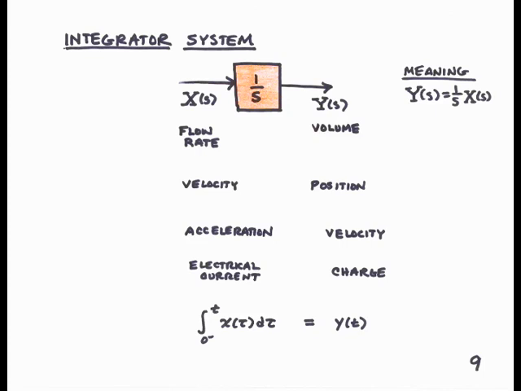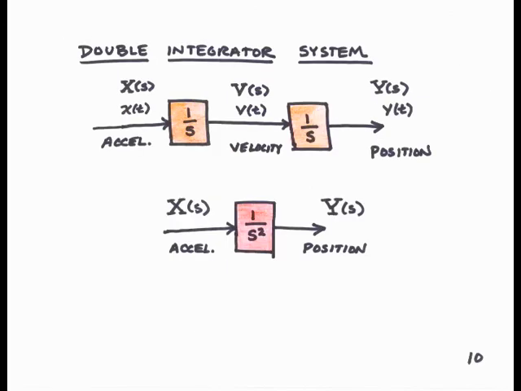Integrator systems are extremely common in engineering. There are many things which are the integral of an input. For example, position is the integral of velocity, and velocity is the integral of acceleration. Charge is the integral of electrical current. I had mentioned that velocity was the integral of acceleration, and position was the integral of velocity. So that means the relationship between acceleration and position is one of a double integrator.